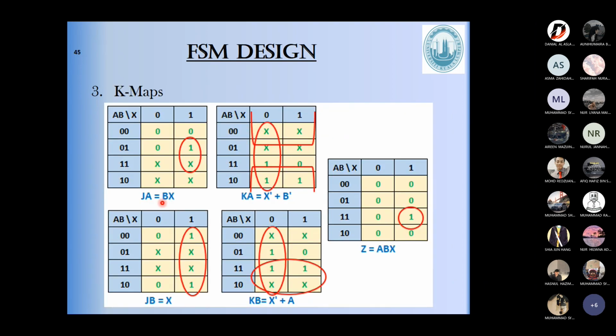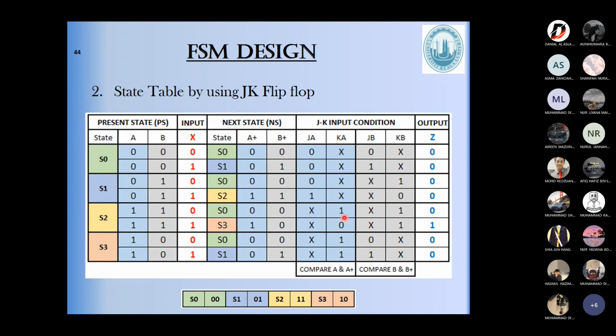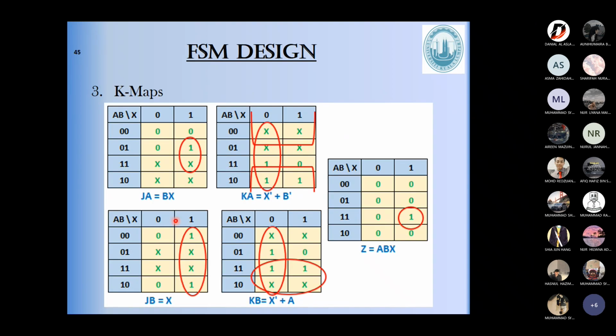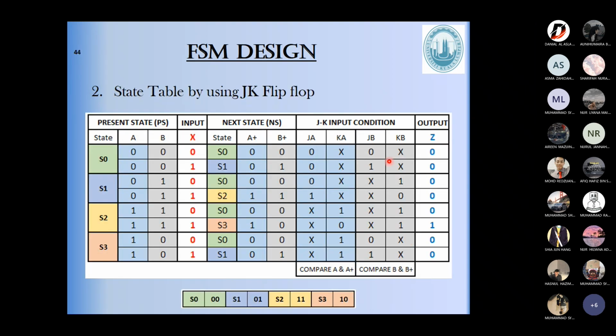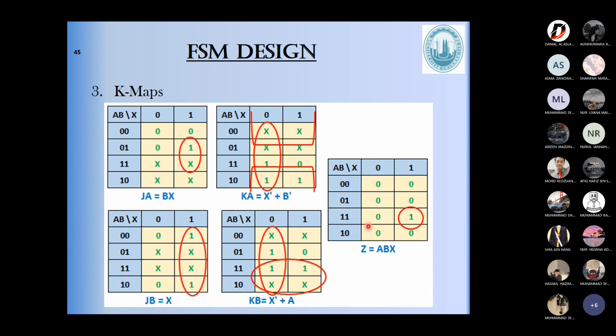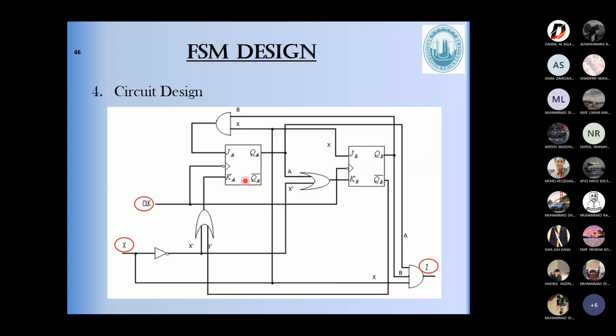Okay, so this is JA. I take this one. This is KA, this one. And this is JB, this is KB. So JB, KB. And then the last one Z. Since our FSM has an output, we must also do it for Z. So you get JA equals BX, KA equals X bar plus B bar, JB equals X, KB equals X bar plus A, Z equals ABX. Okay, and what else? Draw it.